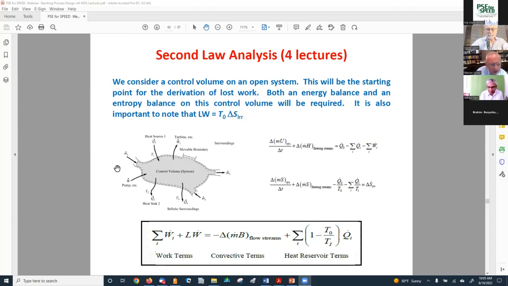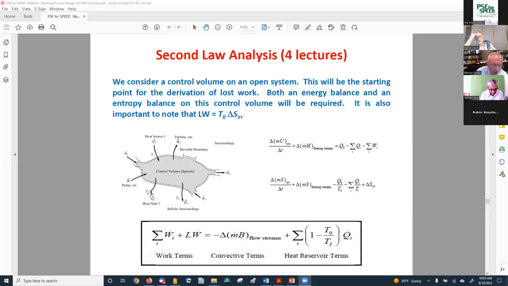So for this example, what we have is a stream coming in, stream 1. We have another stream, 2, coming in. We have a stream leaving. Now, we're going to have heat coming from this particular heat source, reservoir we call it. We're going to have heat going to the infinite, this is the environmental reservoir at T0. We're going to have heat going this way to heat another reservoir, we call it heat sink 2.